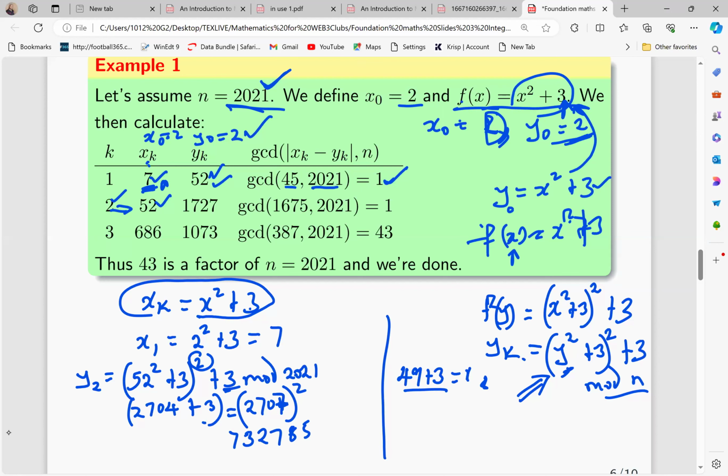So what I have is 7327852 mod 2021. That means I should divide by 2021 and note the remainder. Divide by 2021. It goes there 3,625 times. Let me just note it here.